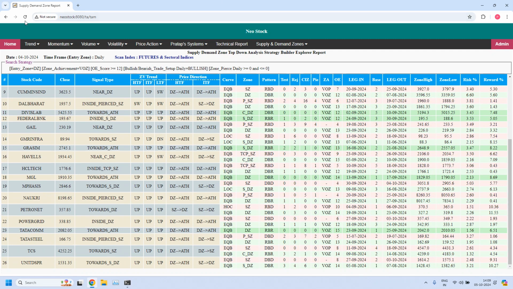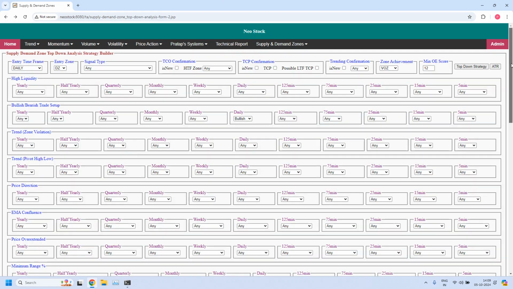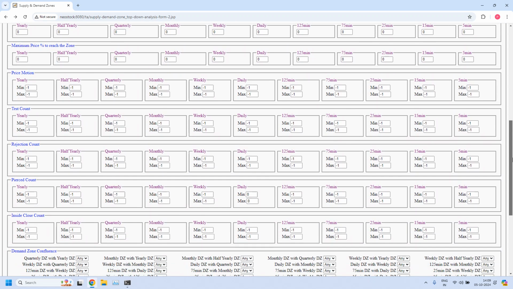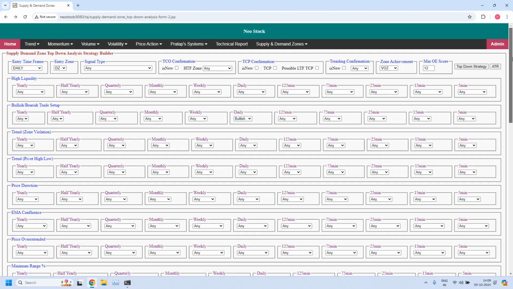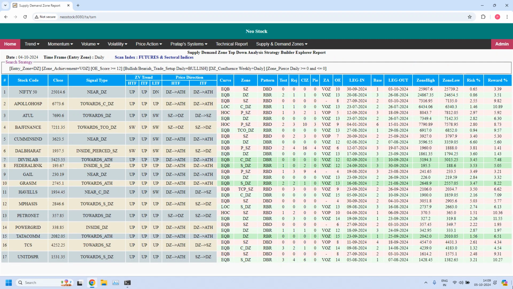So that is the reason why let me enable the filter in the demand zone confluence, the daily demand zone with weekly demand zone confluence. So I am enabling this filter, ITF confluence. Now let's verify. Out of 26, 17 stocks are filtered. Having ITF confluence, we improved the probability. These stocks have high probability compared to the remaining stocks in the 26 stocks filtered earlier. These 17 stocks have a little extra additional probability to get the success.